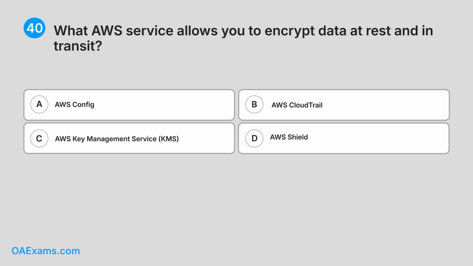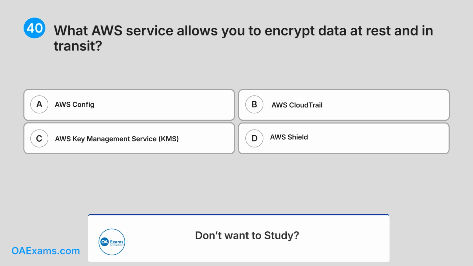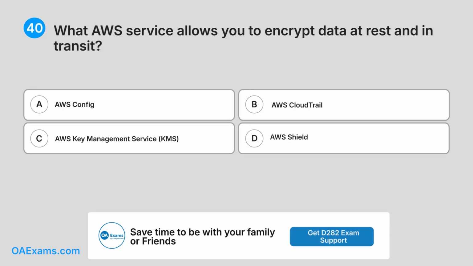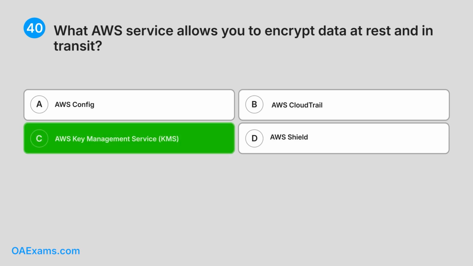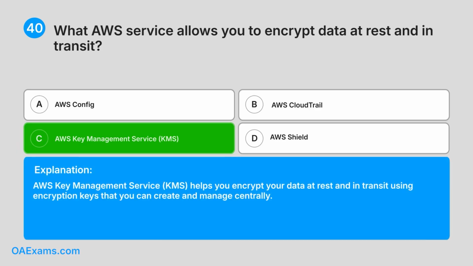What AWS service allows you to encrypt data at rest and in transit? A. AWS Config. B. AWS CloudTrail. C. AWS Key Management Service, KMS. D. AWS Shield. What do you think is the answer? Correct. Answer C. Explanation: AWS Key Management Service, KMS, helps you encrypt your data at rest and in transit using encryption keys that you can create and manage centrally.